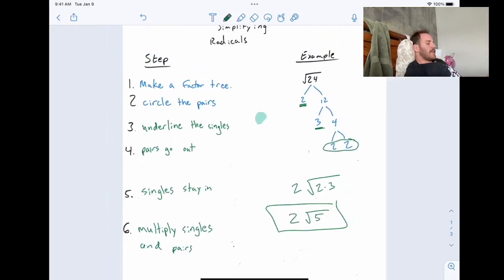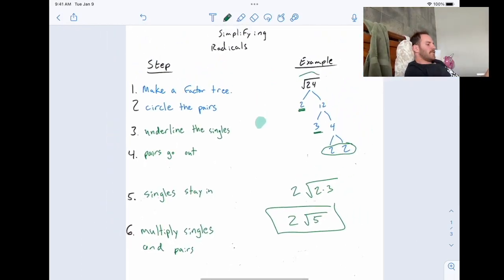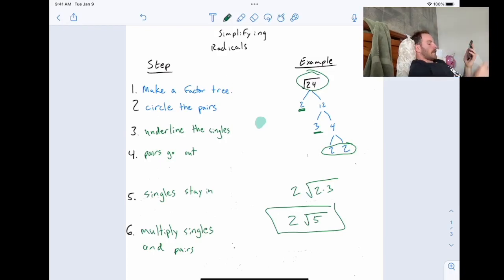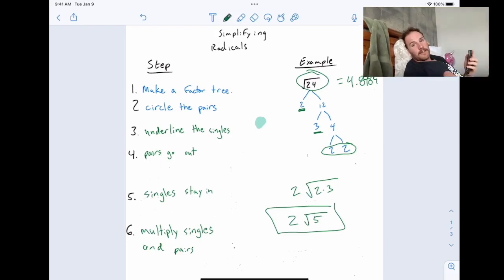Now, funny thing is, if you enter in your calculator the square root of 24, you will get a number. Let's find out. Hey Siri, what's the square root of 24? Okay, so that's equal to 4.8989, roughly. Now, if you enter in your calculator the square root of 5 multiplied by 2, you're going to get the same number, 4.8989. Give it a go. Try it. What that means is these are the same things. 2 times the square root of 5 is the same as the square root of 24.